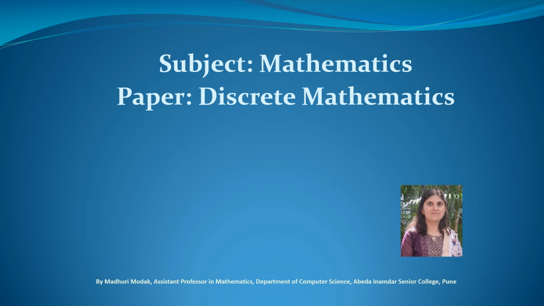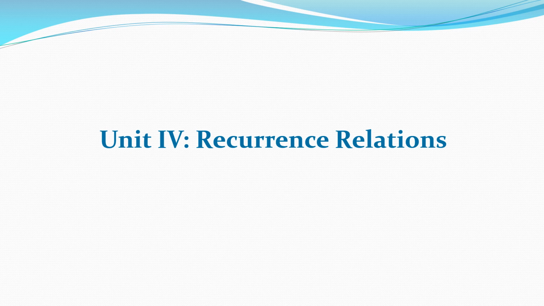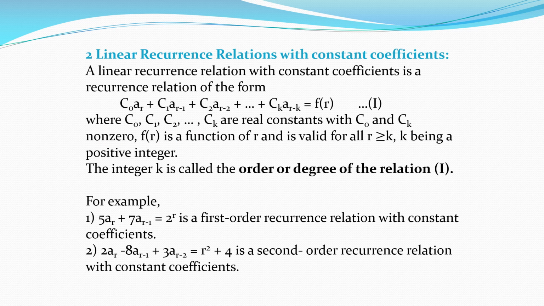Now, in the paper Discrete Mathematics, we start with Unit 4, that is Recurrence Relation. Next is linear recurrence relations with constant coefficients. First, see what is the definition, or what is the format, of a linear recurrence relation with constant coefficients.